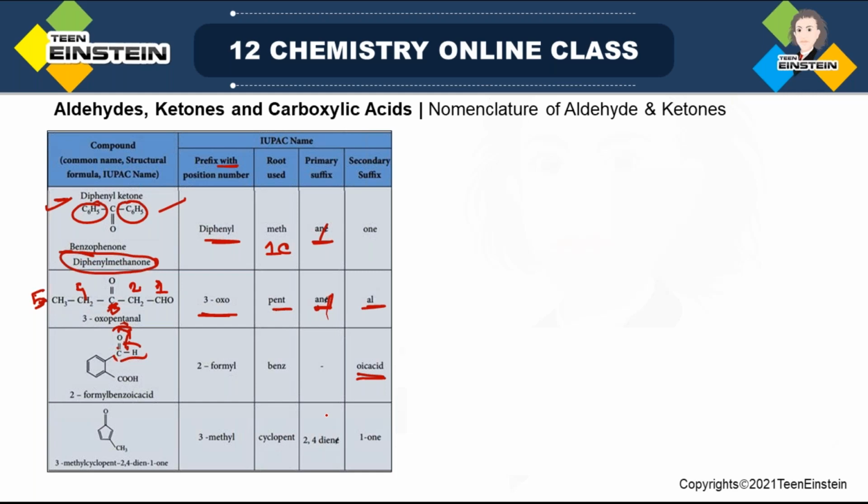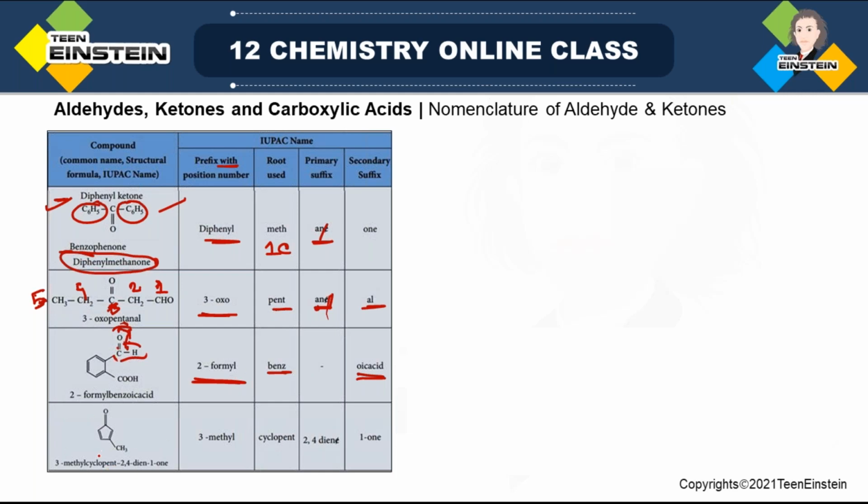And now the CHO group is actually a prefix, and when it is a prefix, it is not AL, now it is formyl. Remember, when we consider keto group as prefix, it is oxo. When it is the highest priority, it is ONE. Just like that, when aldehyde is treated as prefix, the term we use is formyl, but when it is the highest priority group, we use the term AL. So in this case, it is not highest priority, it is considered as prefix, so that is why it is 2-formyl. Next molecule. Okay, here root word is benz because here you cannot say it is the longest chain, it is basically a benzene derivative, so that is why benz and no primary suffix.